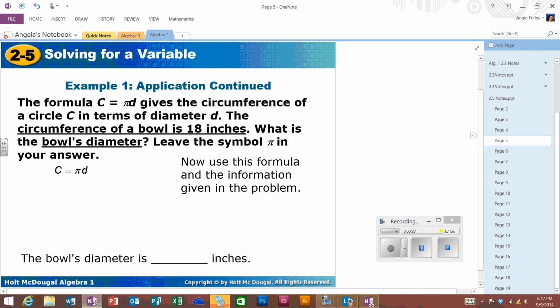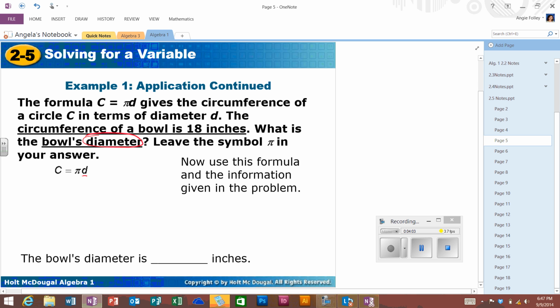So let's look at this first one. You're given the formula C is equal to pi d. And this stands for the circumference of a circle is equal to pi times the diameter. They're telling you the circumference of a bowl is 18 inches. What is the bowl's diameter? Well, first and foremost, we are given a circumference, okay? So there's a couple ways you could do this. You could plug the 18 in if you like, but I want you to first solve for the diameter. We want to know what's the diameter.